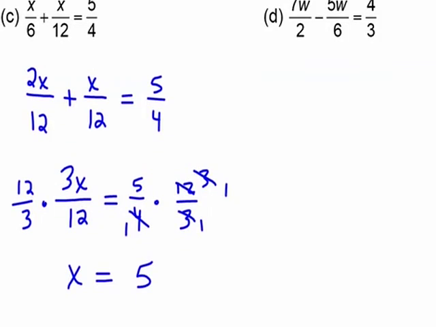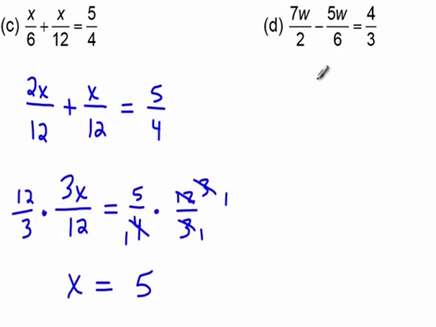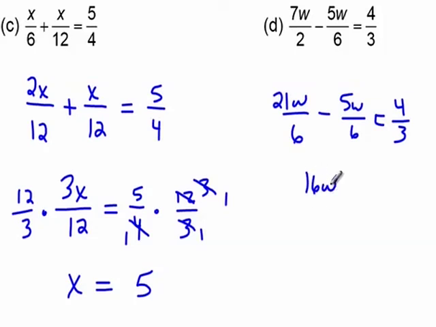Part D, 7w over 2 minus 5w over 6 equals 4/3. Again, we'll combine these two fractions, getting a common denominator of 6. So that would give us, in terms of 6, 21w over 6 minus 5w over 6 equals 4/3. 21w's minus 5w's would be 16w's over 6 equals 4/3.